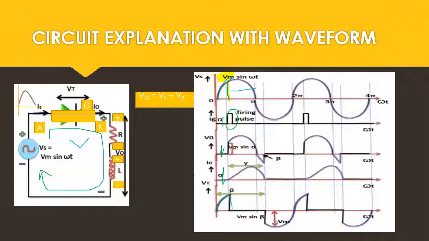So the output voltage V out is going to be VL plus VR. Now what is VR? VR is like R times I. That's what is this region. And then next one is VL. VL is like L times di by dt.